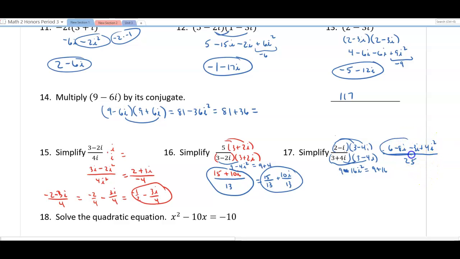Now I do have some simplifying to do up top. This could be 6 minus 4, which is 2. Then negative 8i minus 3i would give me minus 11i. All over 25, which is 2 over 25 minus 11i over 25. Alright.